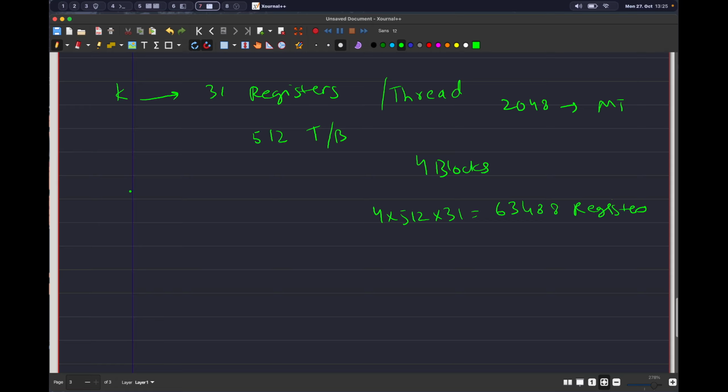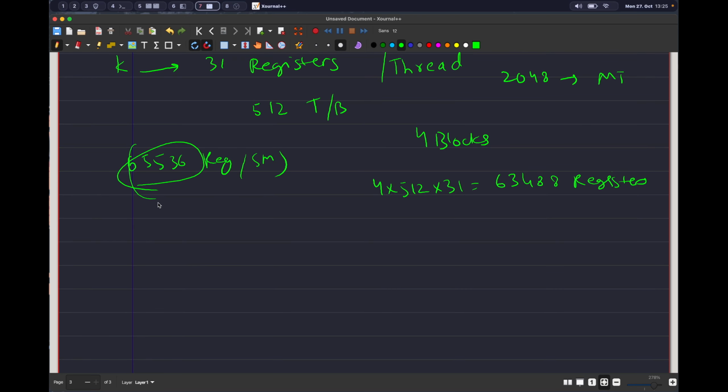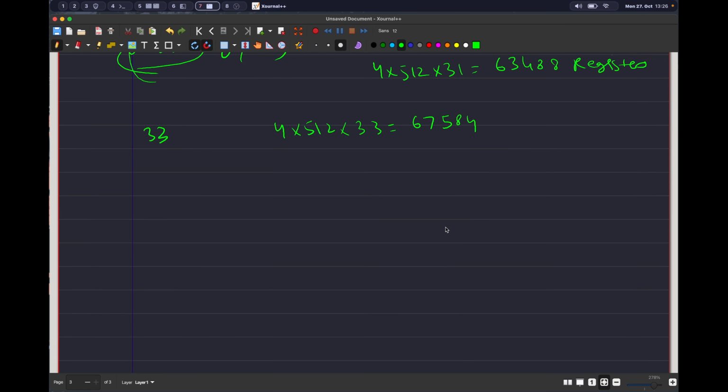Now suppose the GPU architecture only allows 65536 registers per SM. There is a limit to the number of registers you can have. Now suppose we just added two variables in the kernel, and the number of registers it requires moves to 33. In that case, the total number of registers it will require for the same structure is 4 times 512 times 33, which comes out to be 67584. That is much higher than the limit, and the streaming multiprocessor cannot allow it because it does not have enough resources to sustain this operation.